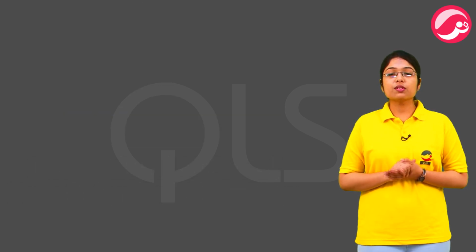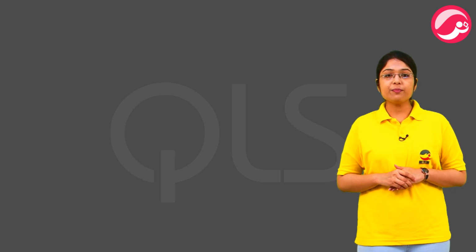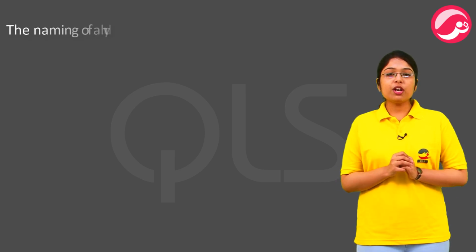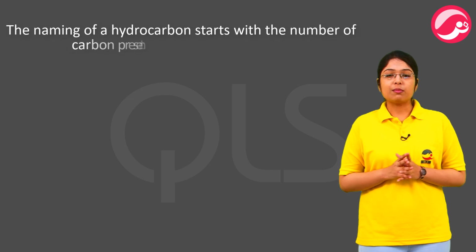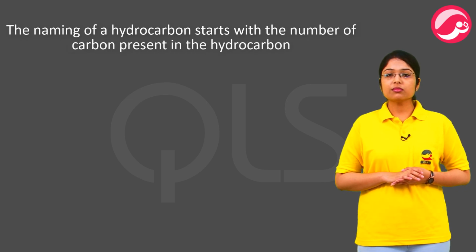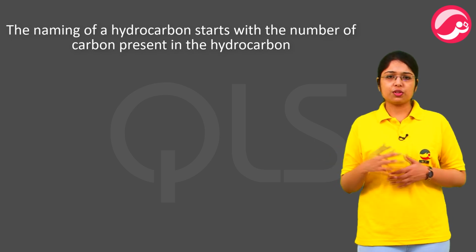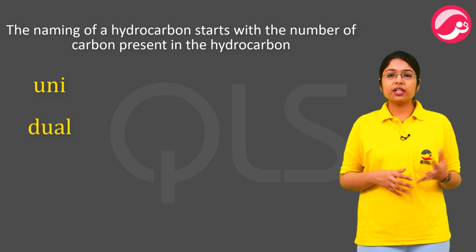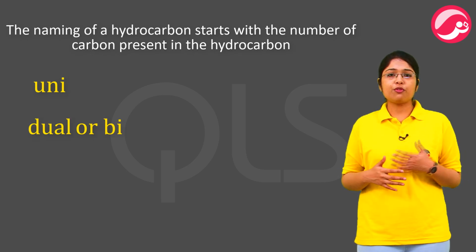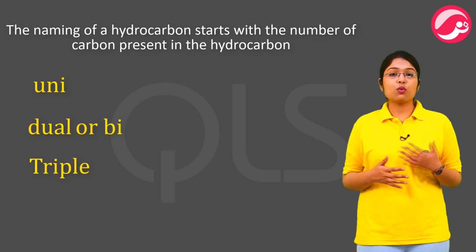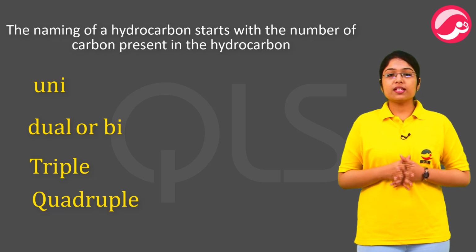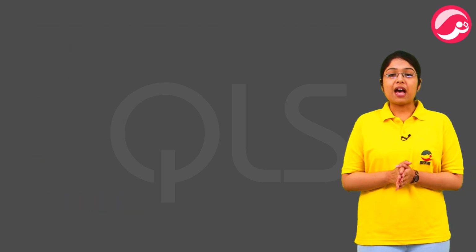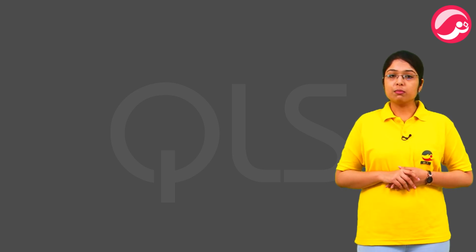Let's see how we name hydrocarbons first. The naming of a hydrocarbon starts with the number of carbons present in the hydrocarbon. You remember the numbering system we use in our daily life. When there is a single thing we call it uni, unit. For two things we call it dual or bi. For three things we use triple, for four we use quadruple. In the same way, in chemistry also we have distinct terms for numbers.